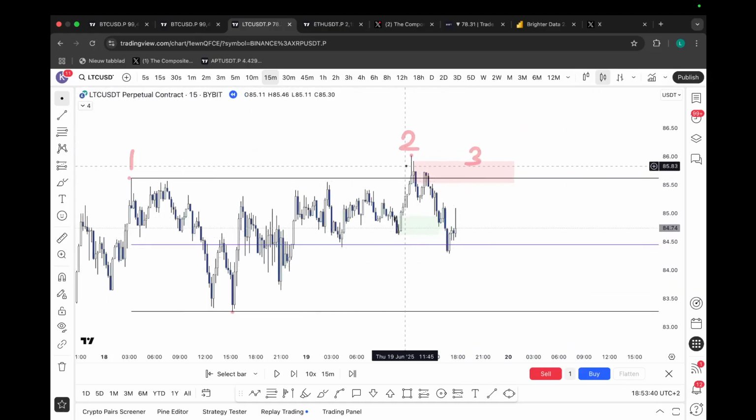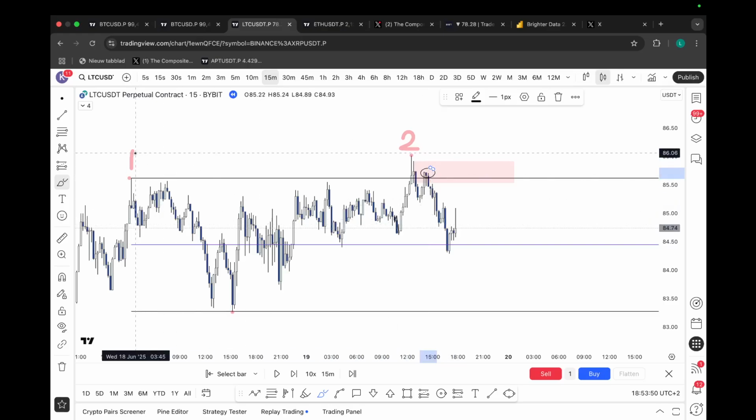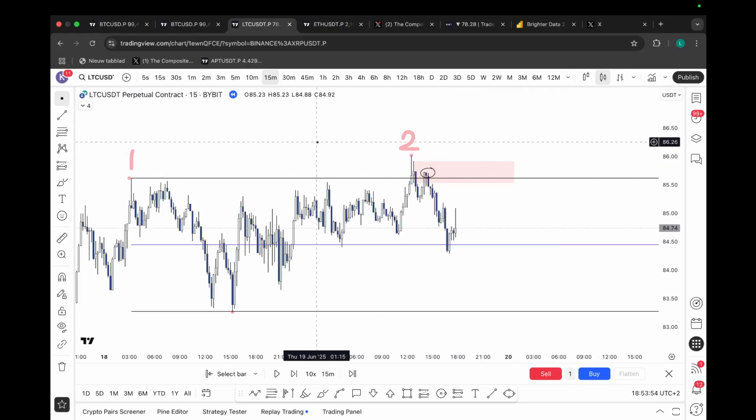But unfortunately, price already mitigated that initial third tap POI and then went lower. And this right here is no proper time displacement between your 1, 2, and your 3, and you also still had that demand below right there.